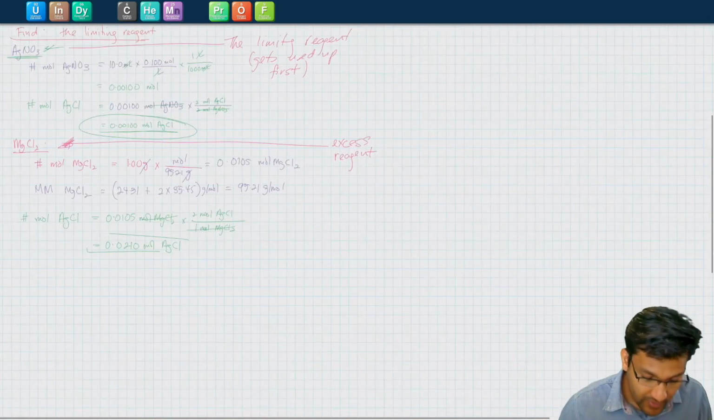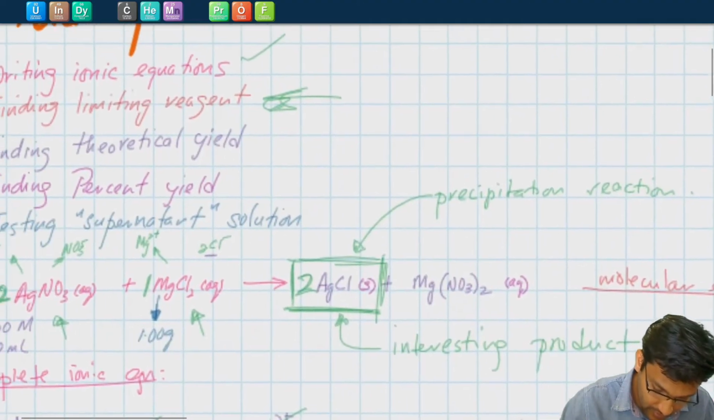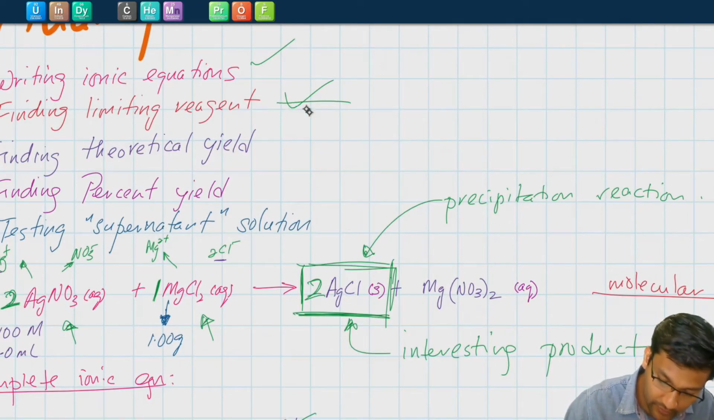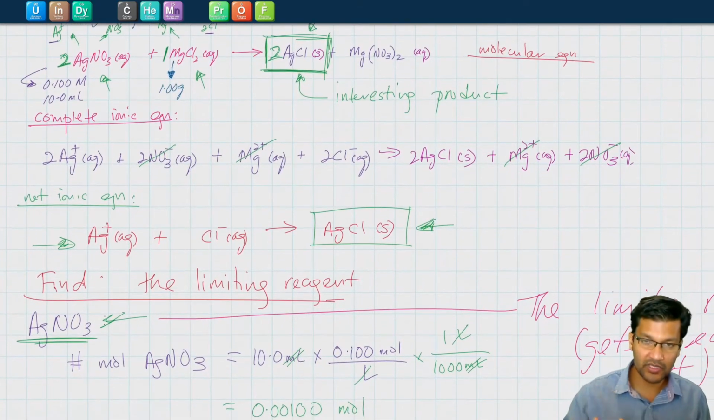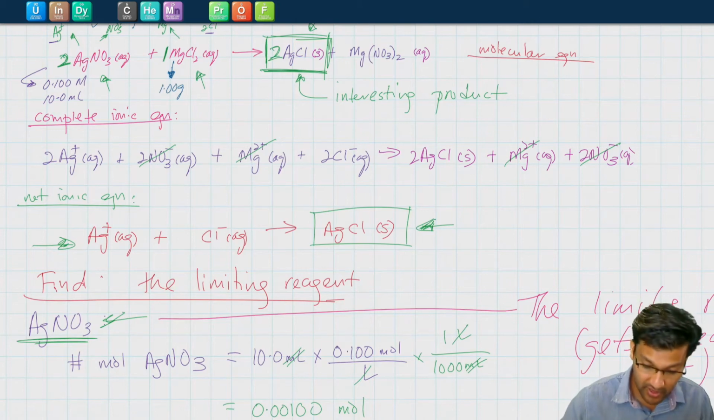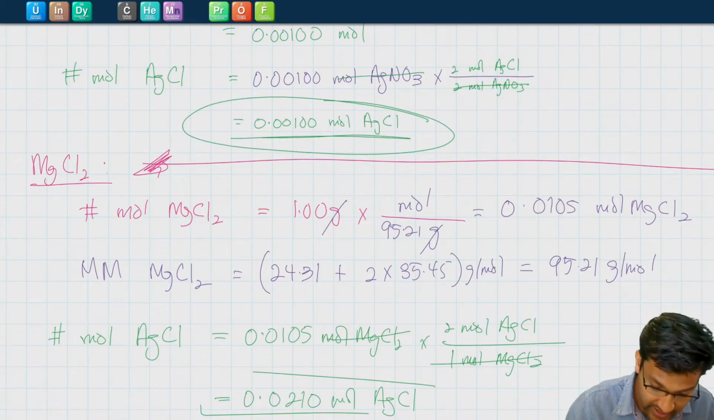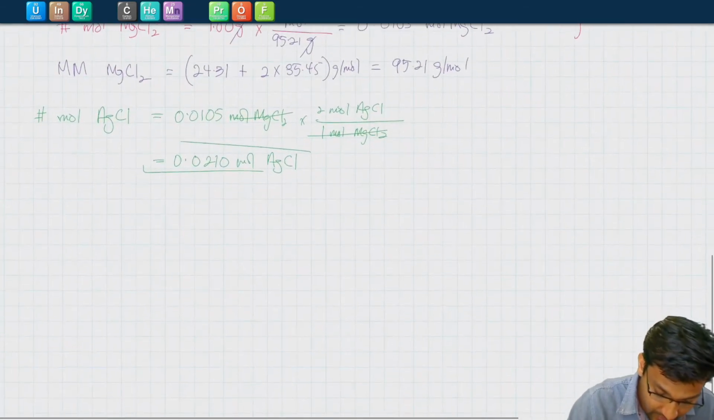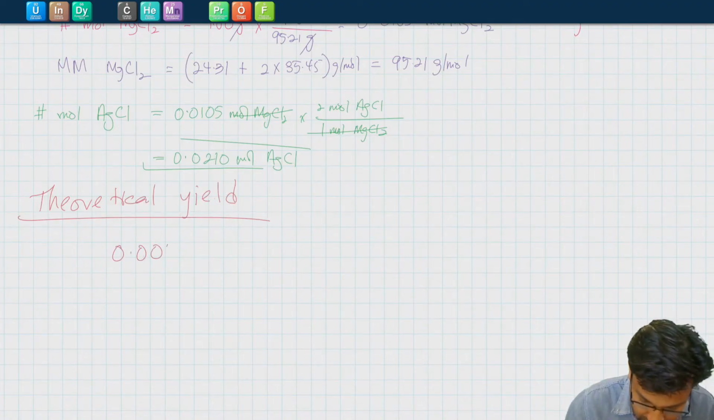Okay, so now that we figured out what our limiting reagent is, we can now figure out what our theoretical yield is, because our theoretical yield will depend on however much product we can form if we used up all of our limiting reagent. In that case, we'll form 0.001 moles of silver chloride. So let's look at our theoretical yield. We'll form 0.00100 moles of silver chloride.